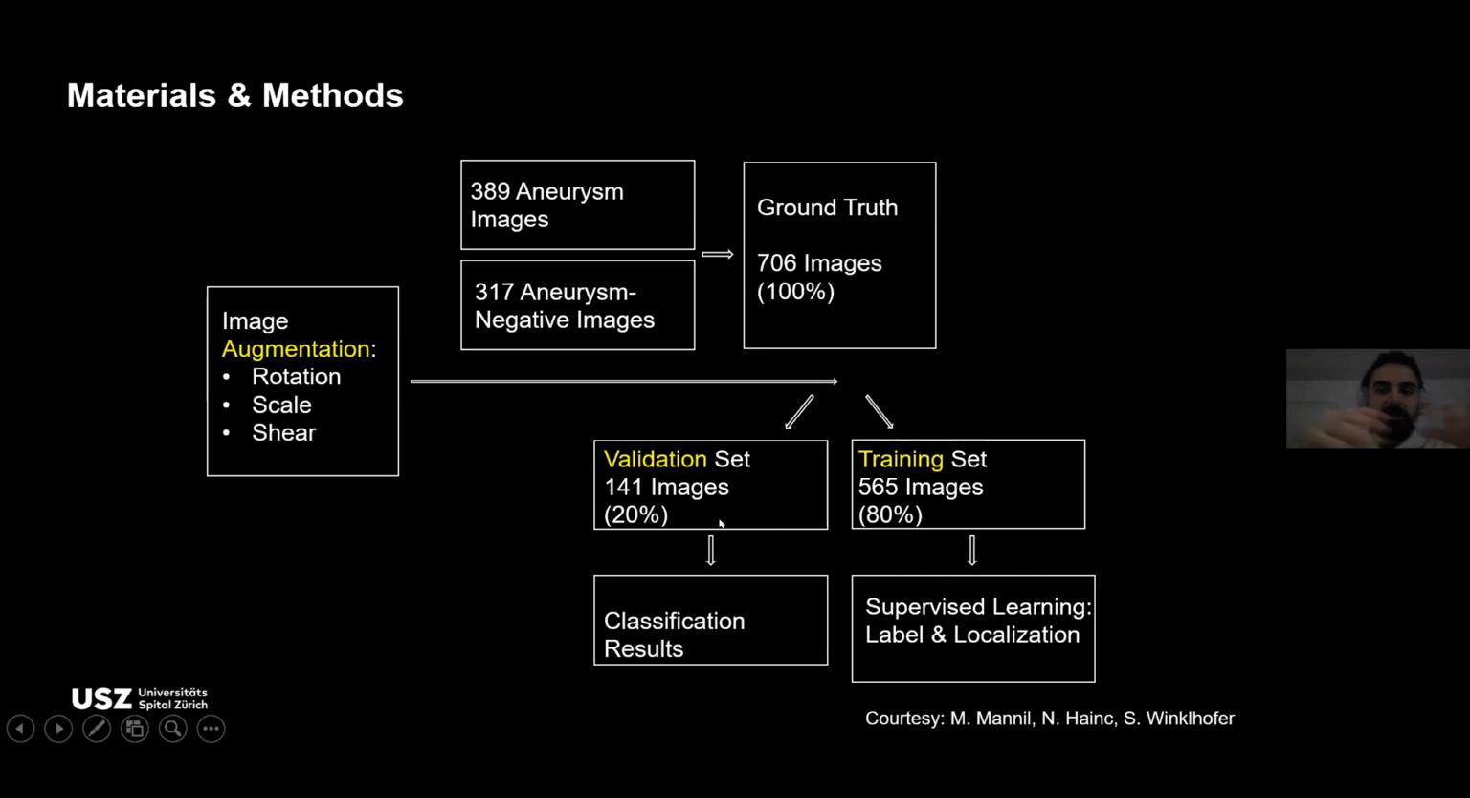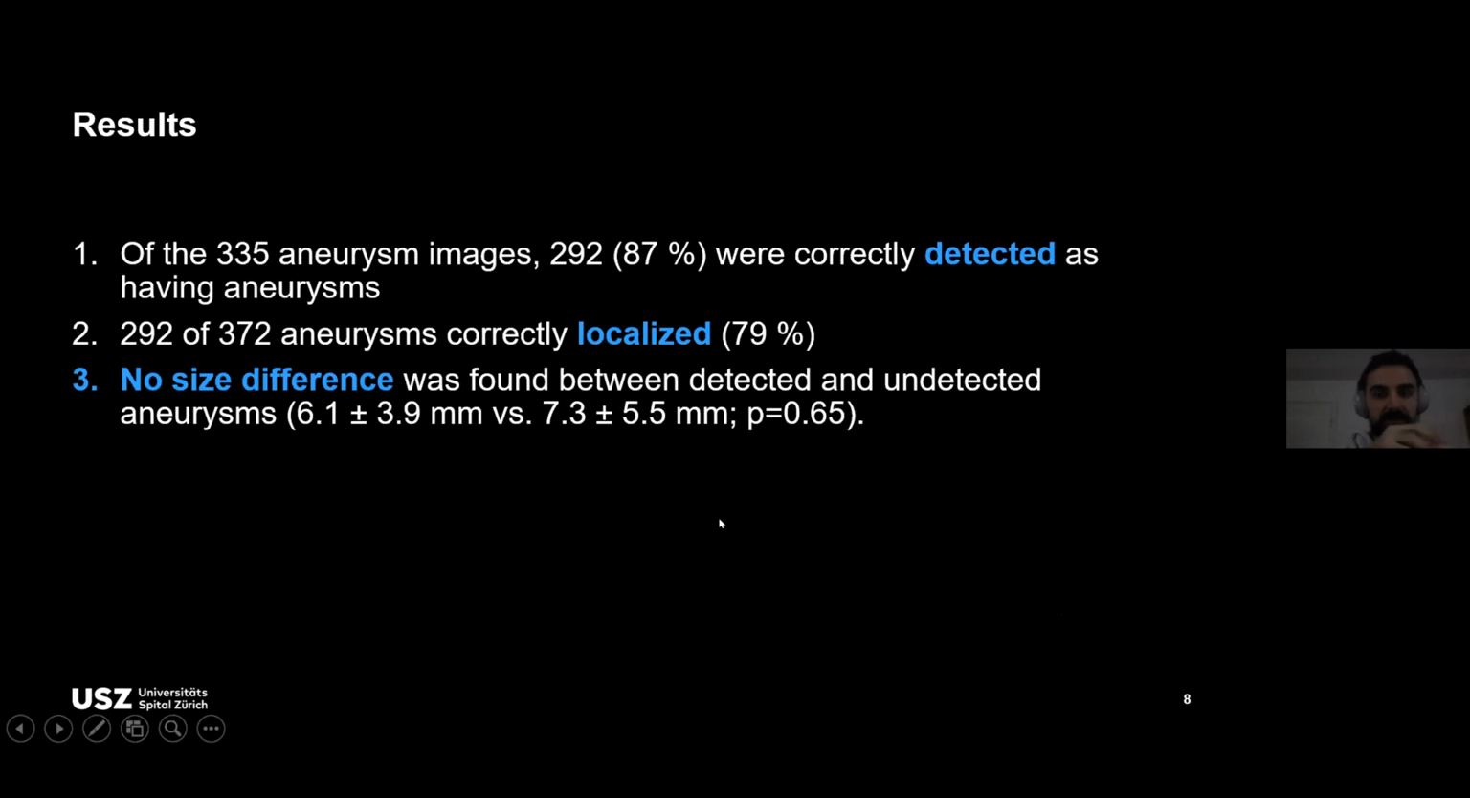Those images, as is normal in every network training protocol, were divided into validation and training sets to produce optimal results, and the results indeed were very impressive. The network correctly detected 87% of aneurysms and correctly localized 79% of aneurysms.